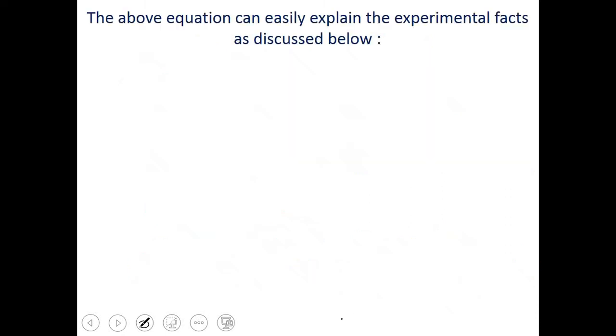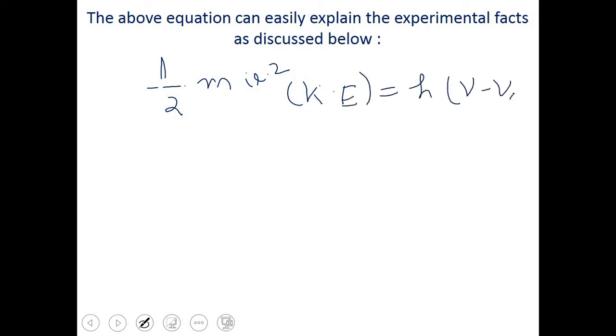Now, the above equation which we have got just now can explain the experimental facts as discussed below. I am going to discuss the experimental facts on the basis of the above equation. Half mv square represents the kinetic energy of the ejected electrons. So half mv square will be equal to h (nu minus nu naught). You can see that all the facts regarding the photoelectric effect can be explained so nicely by using this equation.